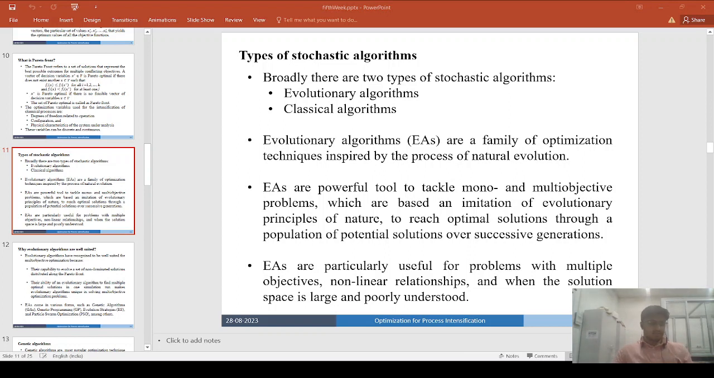So before we discuss why evolutionary methods are much more suitable, we were discussing the limitations of the classical methods. And before discussing that, we were discussing what a classical method is and what the approaches for classical methods are. So there are two approaches for classical methods.